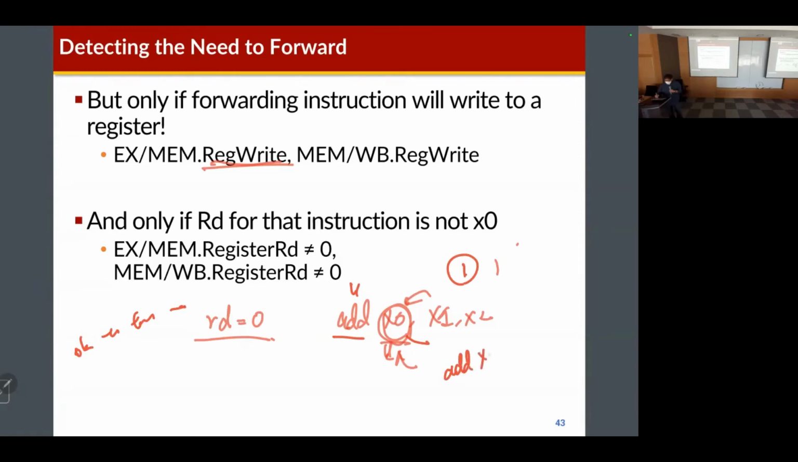So add x0, x1, x2, and then sub x4, x0, x3. So in this case, we already know that x0 is not updated by the add instruction. Then can we forward the result of this add instruction to the following sub instruction? Is it okay or not? Is it possible or not? So can we forward the result of x1 plus x2 to the sub instruction?